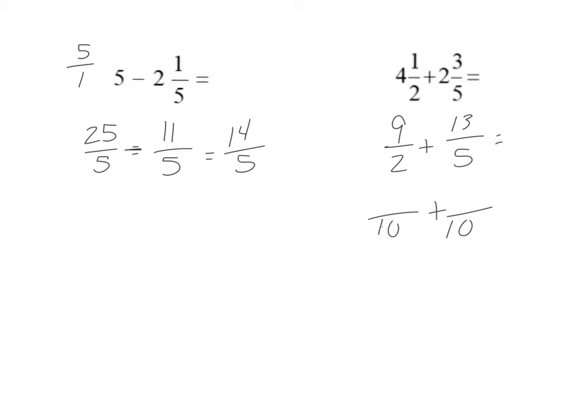All right, so 2 times 5 gave me 10, so I need to do 9 times 5, which is 45. 5 times 2 gave me 10, so 13 times 2 is going to be 26. So I have to add 45 and 26, which is going to give me 71. There we go, all done.